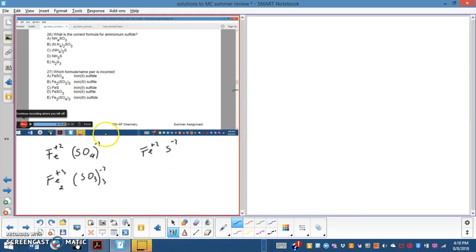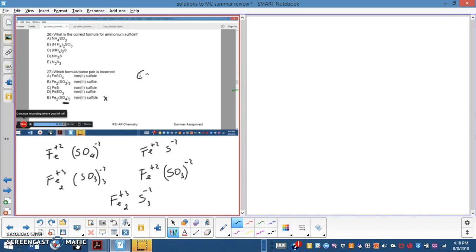That's what they have. Then they have iron 2 sulfide. That's a sulfide. And this is 2, so ratio 1 to 1. So that's fine. The last one is iron 3 sulfide. So this one needs a 2, this one needs a 3, but they have a sulfate, so E is going to be your wrong choice. So the answer is E for that one.